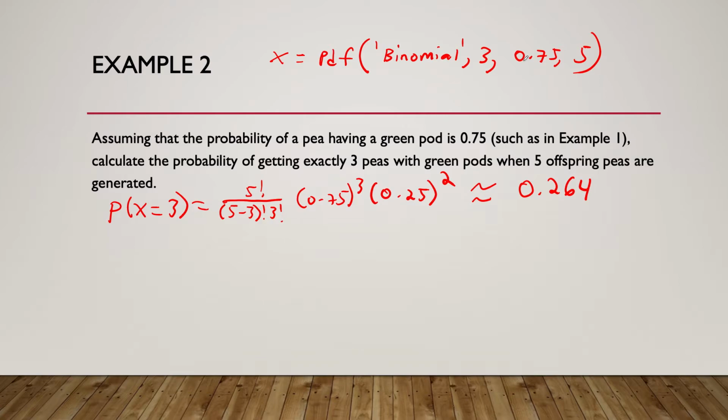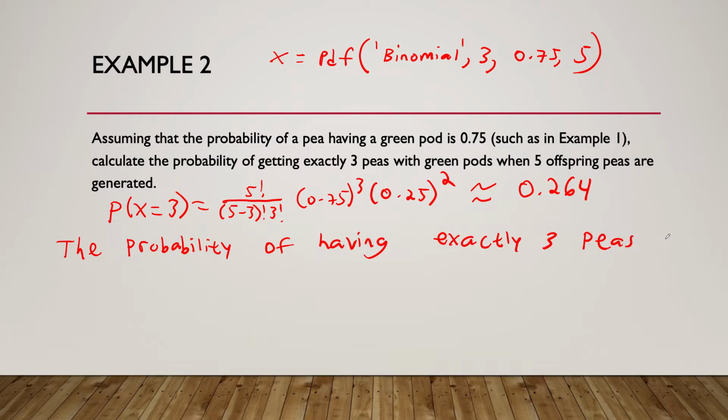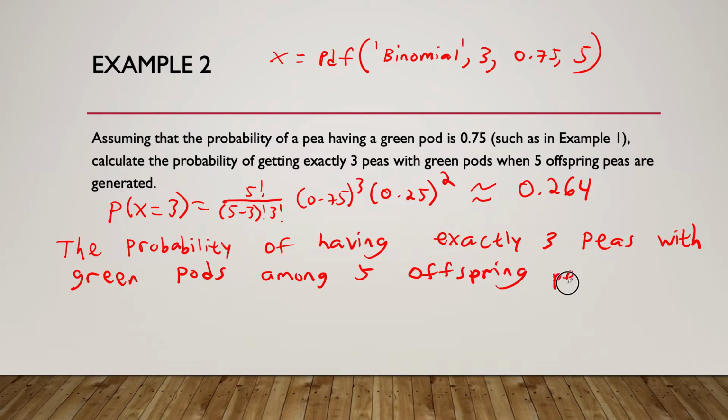And the interpretation of this would be the probability of having exactly 3 peas with green pods, according to this binomial experiment, among 5 offspring peas, is, as we calculated, 0.264.